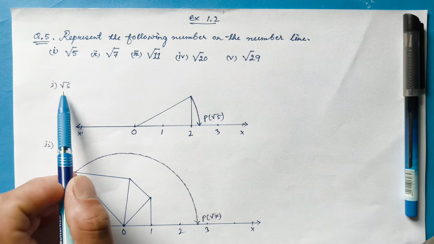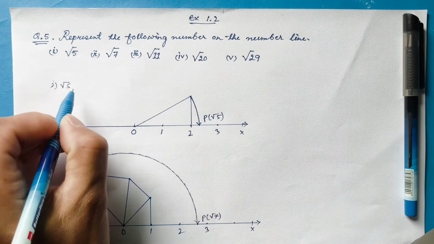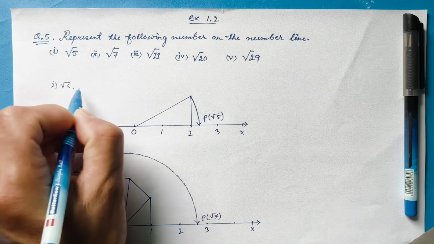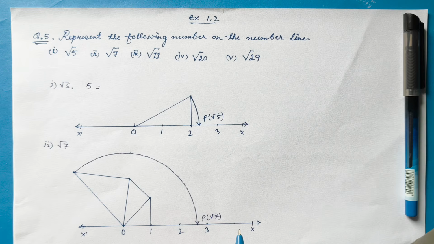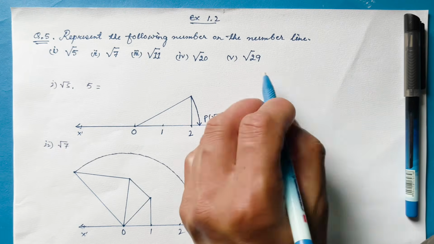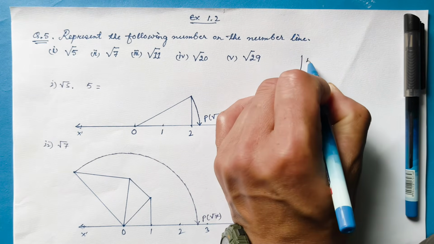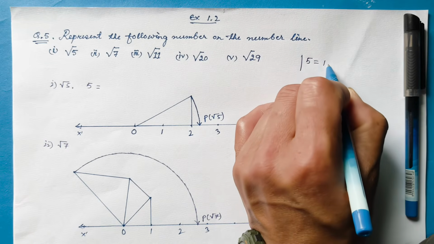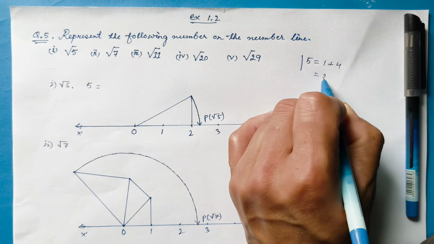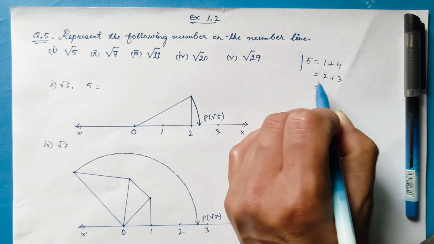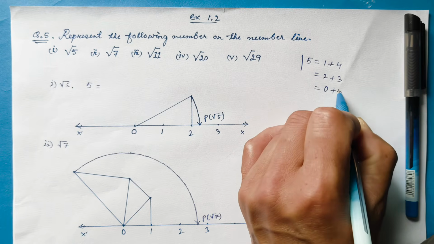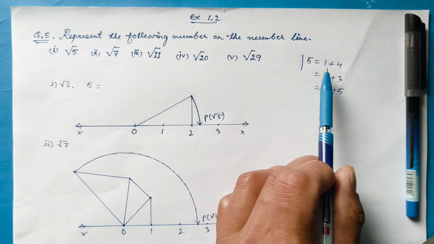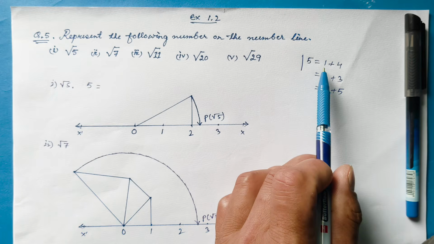The first number 1 is root 5. Root 5 we can represent first. We can write like that. Remove the root, 5 equal to. Try to find out sum of any two square numbers equal to 5. Now I'll give you 5. We can write 1 plus 4 equal to 5. 2 plus 3 also 5. Another, 0 plus 5. These are the numbers, each sum is equal to 5.